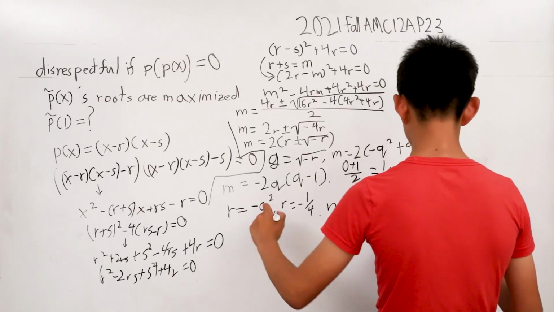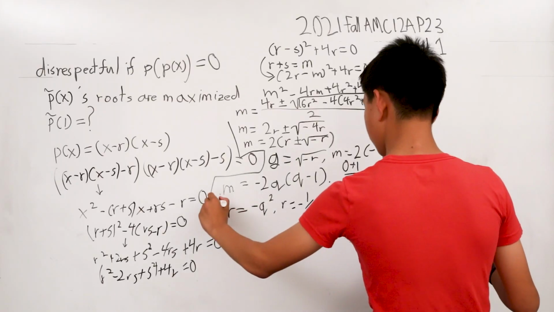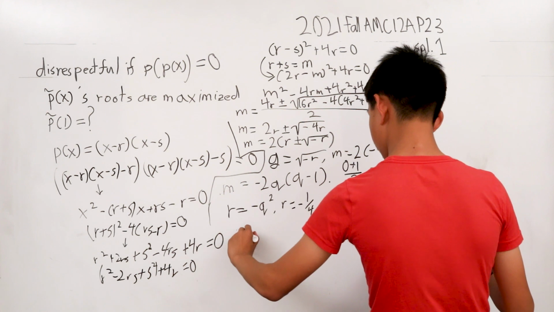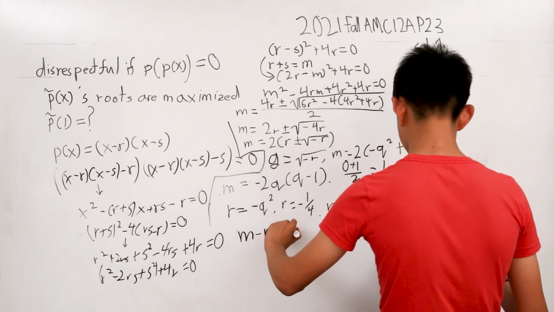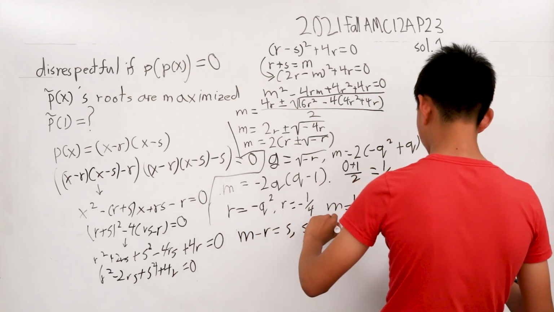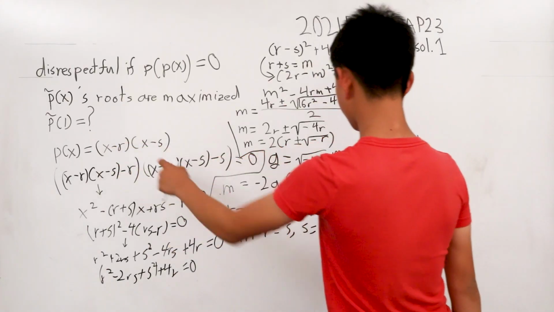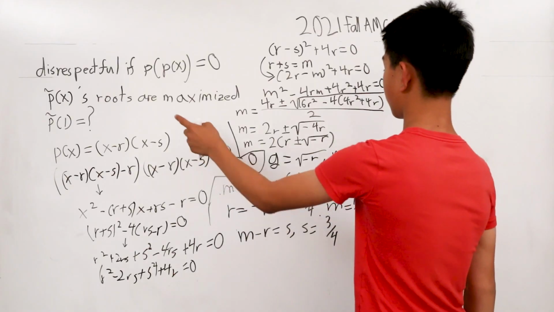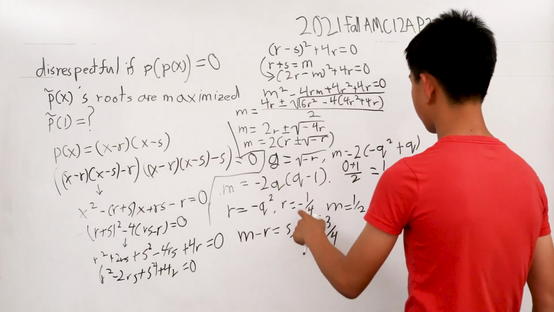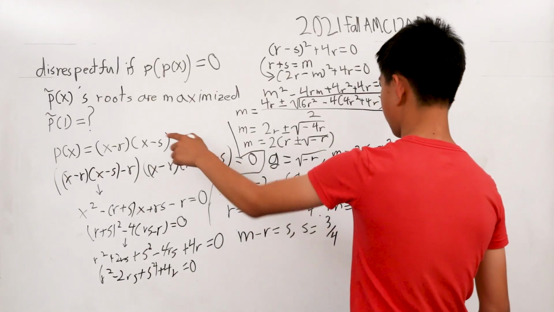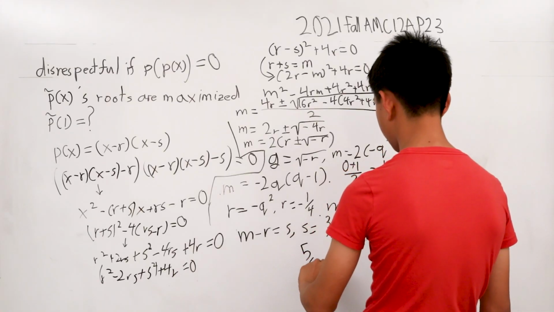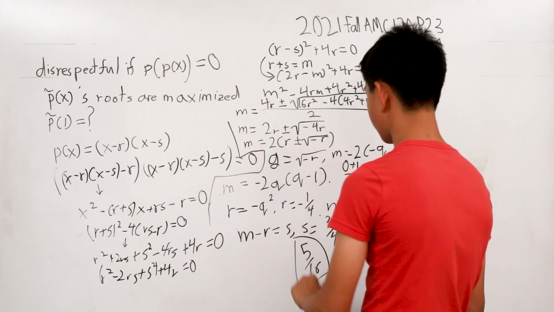Well, now m minus r is s, so s is 3/4. And we can simply plug all these values back into all these x's, and then simply do 1 minus their respective values, and then multiply that out to get our answer of 5/16 for the first solution of this problem.